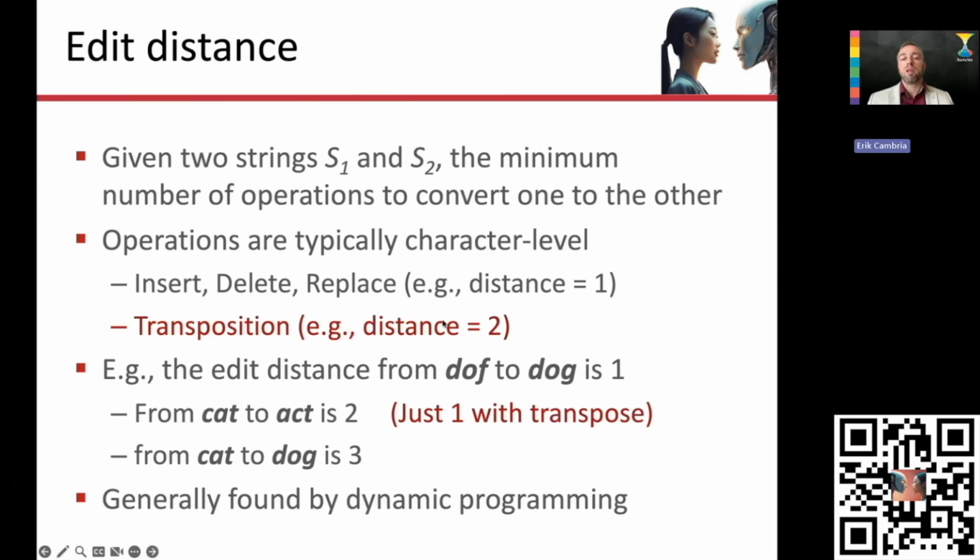So for example, if I get the query dove and I don't have dove in my dictionary, I'm gonna go and look for the word in my dictionary that is most similar to dove, which is the word that has a smaller edit distance with dove. In this case, dog, because I only had to change one letter. Similarly, the edit distance between cat and act is 2 because I have to transpose two letters. And between cat and dog is 3. They're completely different because they're made of completely different letters.